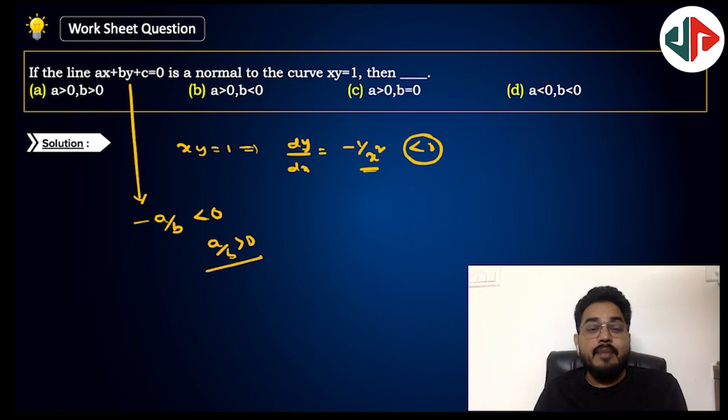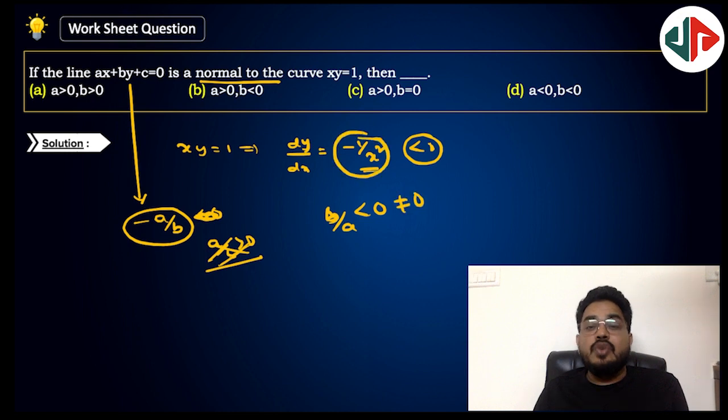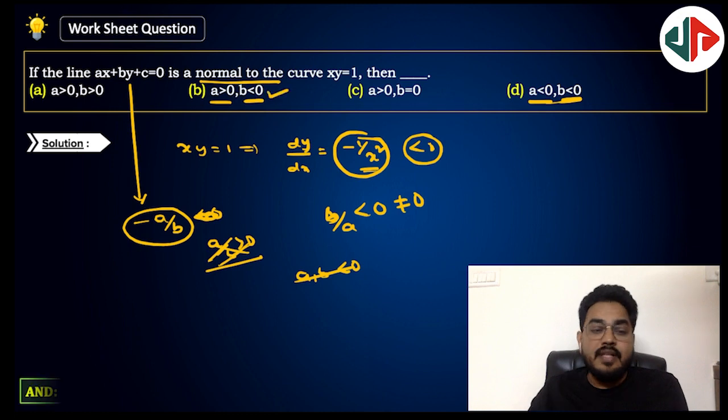Okay. Now they're talking about normal. This is the slope of the tangent. So slope of the tangent is minus a by b. So slope of the normal is b by a. Slope of normal is b by a, should be less than 0 and cannot be equal to 0, right? So a and b should have opposite signs. So a negative, b negative will not work out. a positive, b negative will work out. So the answer is B.